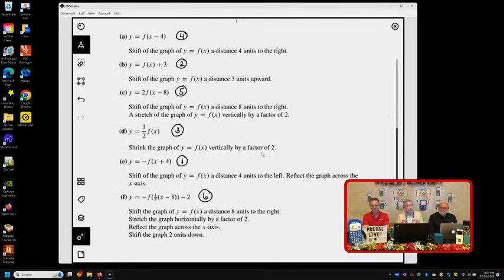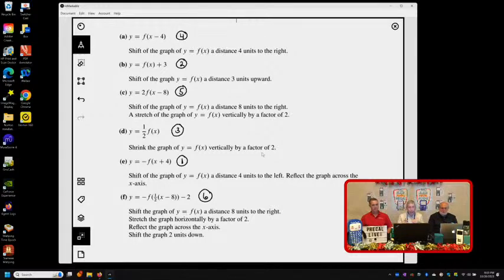So I'm going to start at the inside and work my way out. I have x minus 8 as part of that argument, so that's a shift of the graph 8 units to the right. I have a 1/2 inside that argument, 1/2 times x minus 8. That's a stretch. That's a stretch of the graph horizontally by a factor of 2.